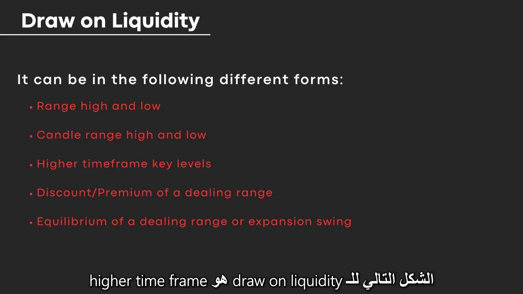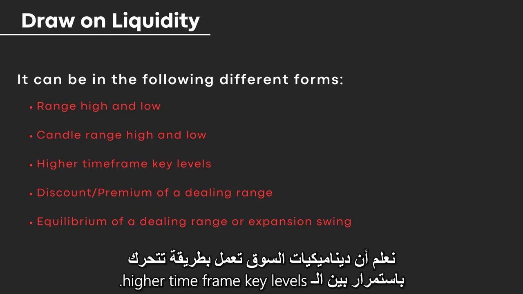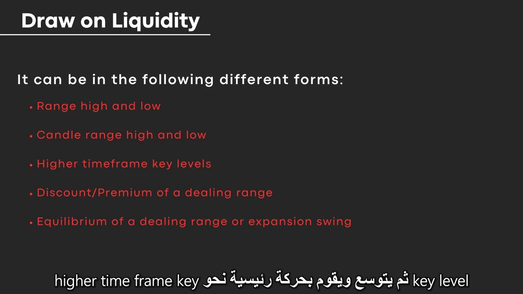The next form of drawn liquidity is higher time frame key levels, right? Now we know that market dynamics works in such a way that price consistently moves between higher time frame key levels, right? It tests one higher time frame key level and then expands and makes a major move towards another higher time frame key level.